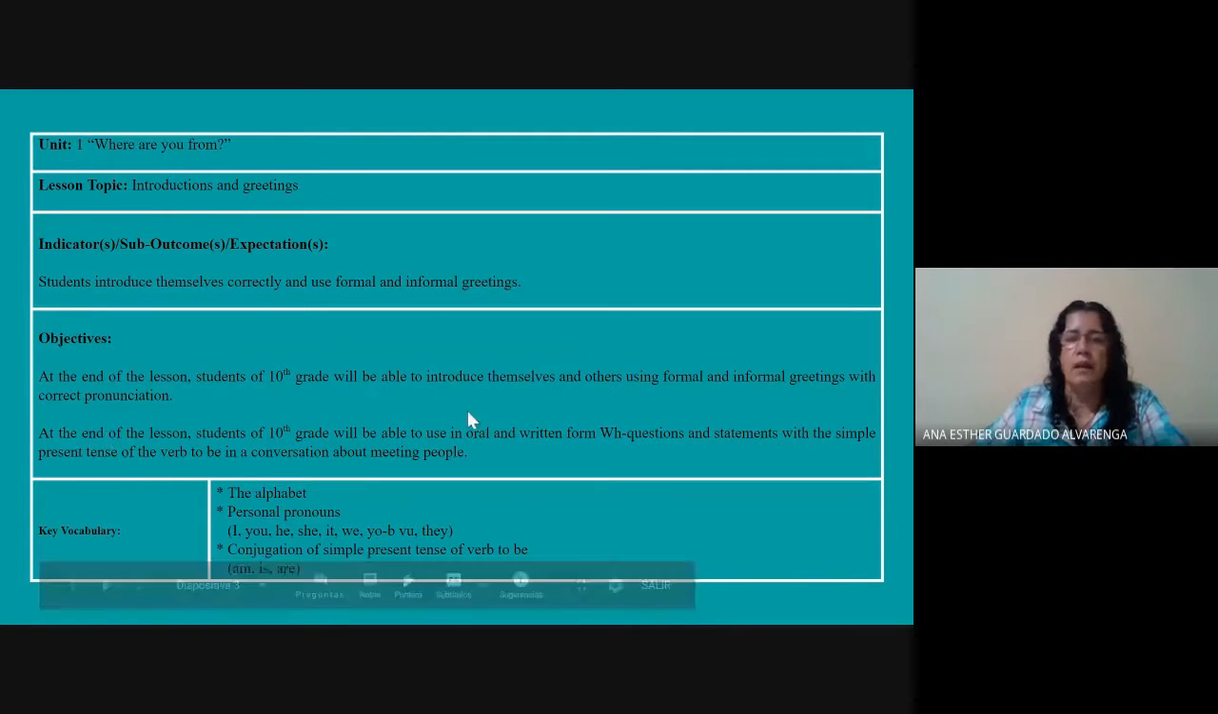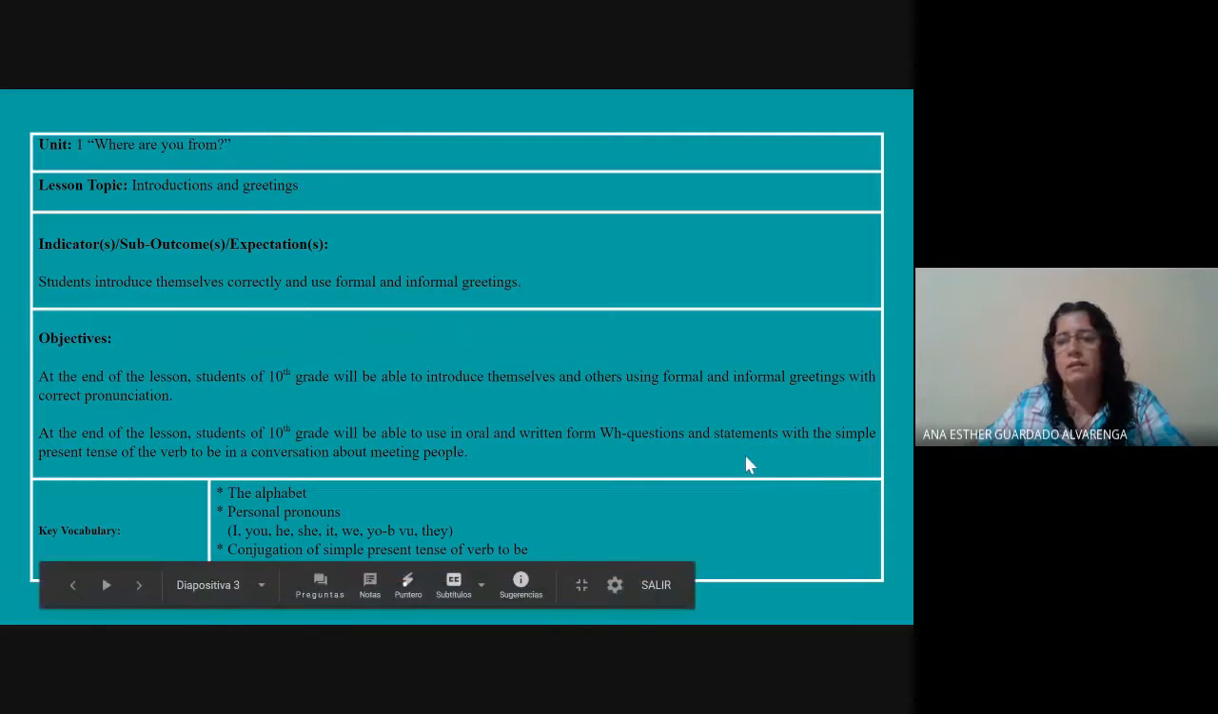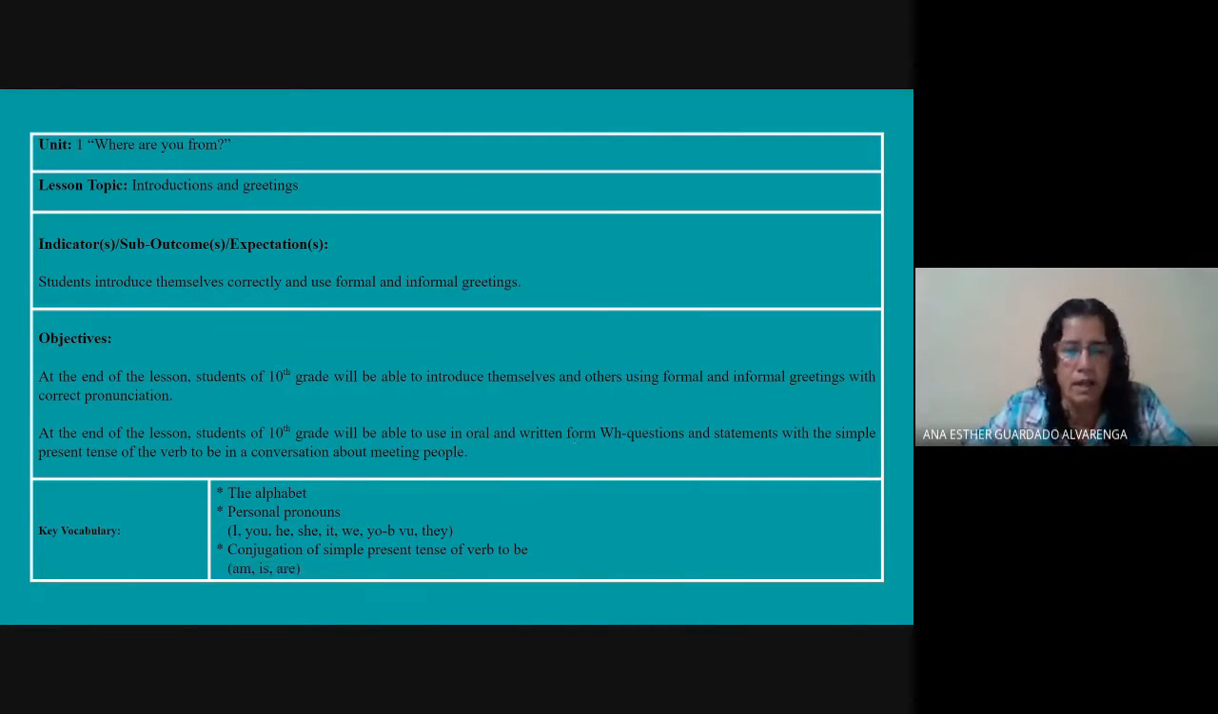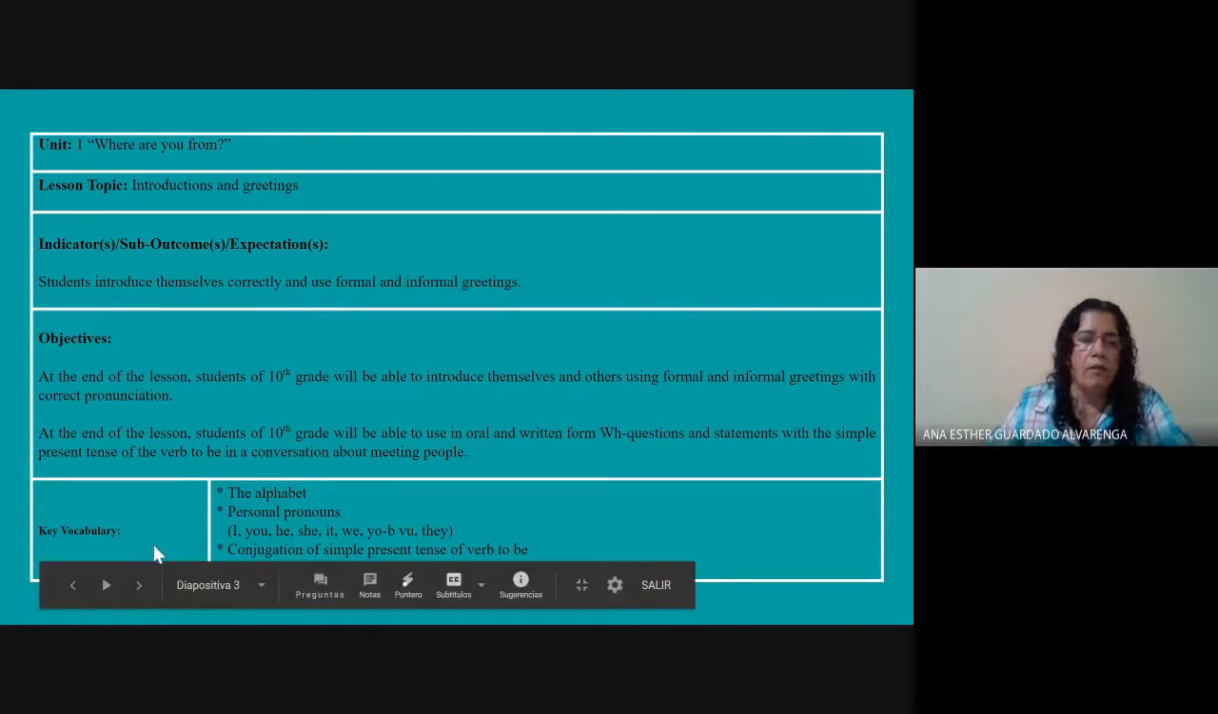I have 2: the students will be able to introduce themselves and others using formal and informal greetings with correct pronunciation. And the students will be able to use, in oral and written form, double questions and answers with the simple present tense of the verb to be in a conversation about meeting people. The objectives should be clear, because at the end of the lesson we are going to see if we get our objectives. The key vocabulary.